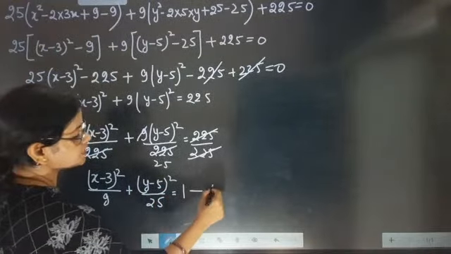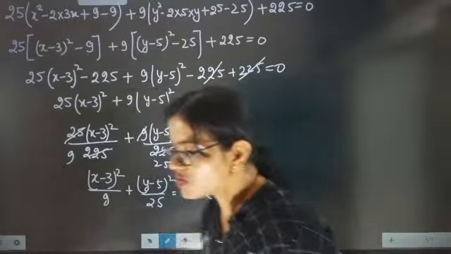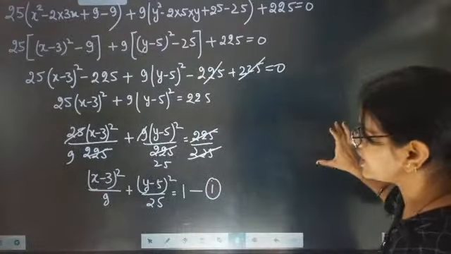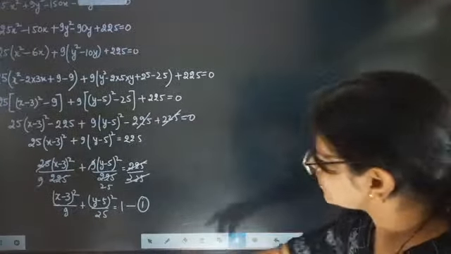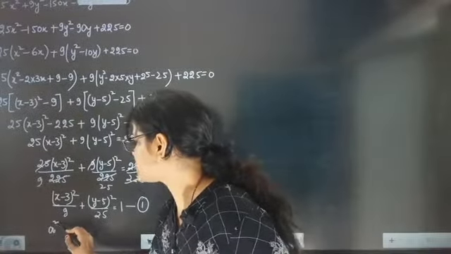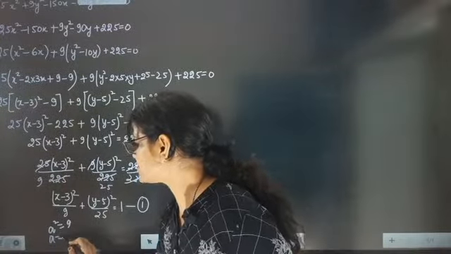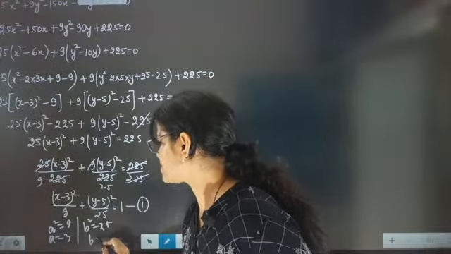So this will become the equation of the ellipse beta. Once we got the equation of the ellipse, we only have to do one small work, and that is we have to start finding a and b. So here a square is coming as 9, so a is 3, b square is coming as 25, so b is 5.